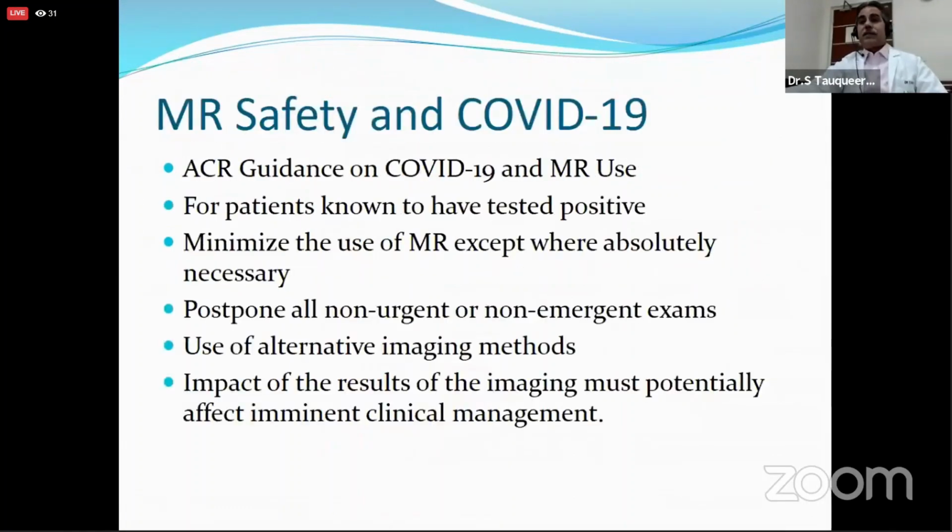A few slides about the safety features during COVID-19. ACR guidance says that the use of MRI should be avoided if the patient has tested positive, or the use of MRI should be minimized except when absolutely necessary. All non-urgent and non-emergent exams can be postponed. The results of the imaging must potentially affect imminent clinical management. So the idea is that we should try to avoid MRI while the patient has tested positive and look for alternate methods. Maybe CT can solve almost all the problems until the patient turns COVID negative. Once the patient turns RT-PCR negative, then of course MRI can be used.